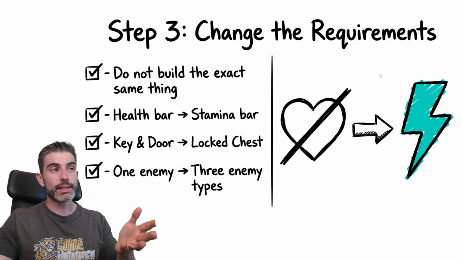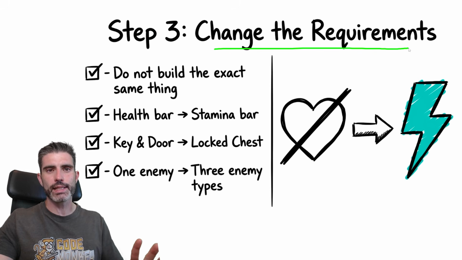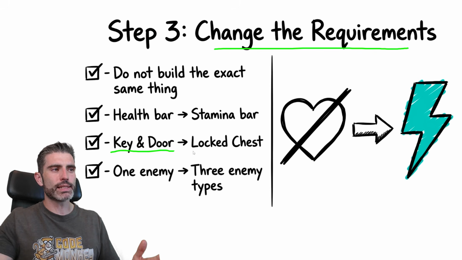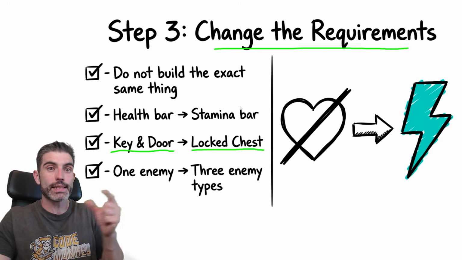You can either rebuild the exact same thing, or you can slightly change the requirements. Just something very slight, not something super insane. For example, if you're following some kind of key door system, then go ahead and implement some kind of locked chest. So basically just a different type of object to interact with the same key door system.